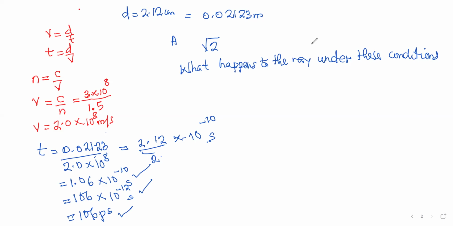Okay, sir. Gideon, are you done? So what happens to the ray under these conditions, Gideon? Under the conditions given, the ray will be refracted through an angle of 29.99 degrees and be deviated through an angle of 15.01 degrees. Okay, so that is what Gideon has.